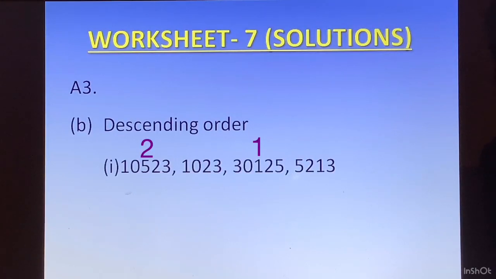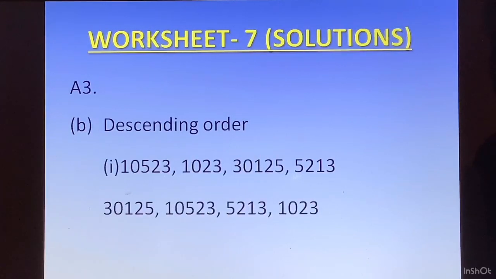Now we come to the 4-digit numbers. 4-digit, one is starting with 1 and one is starting with 5. So since 5 is greater, 5213 will be the third number and 1023 is going to be the fourth number.